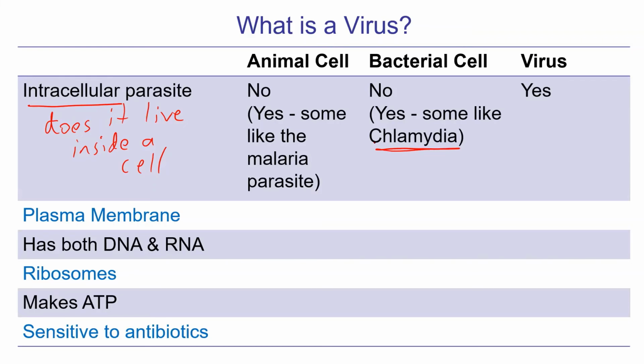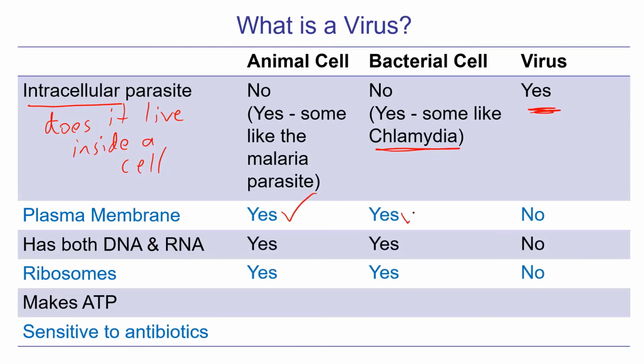Viruses, on the other hand, yes, they do live intracellularly. They do have to go inside a cell in order to replicate. You can see the next one says, does it have a plasma membrane? Animal cells, yes, they are cells. Bacterial cells, yes, they are cells. Viruses, no, they don't have true membranes. And I'll talk about what they might have in a minute. Do they have both RNA and DNA? Animal cells, yes. Bacterial cells, yes. Viruses, no, they have DNA or RNA, not both. And we'll talk about that in a moment.